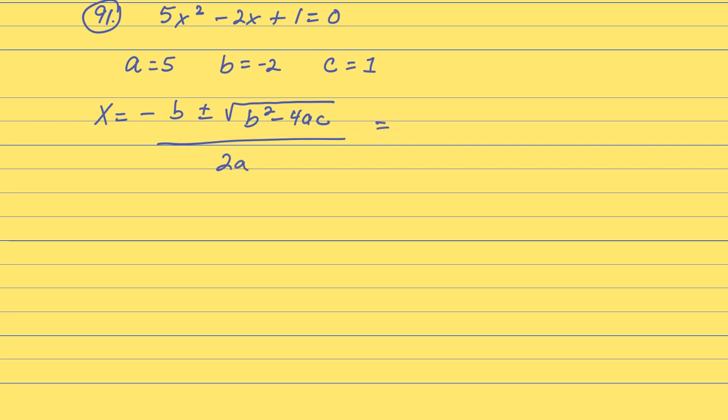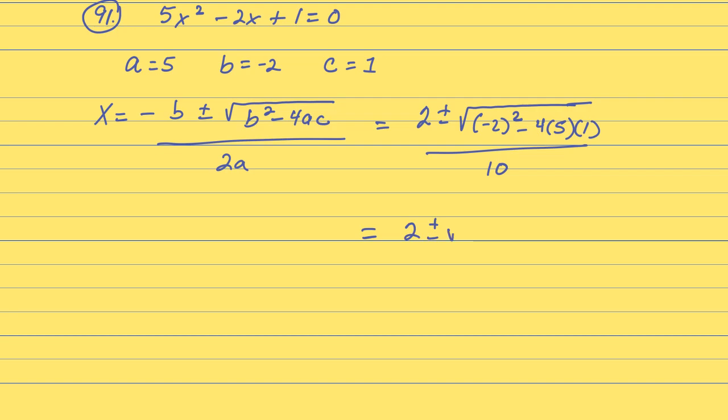So we have negative b, so that's going to be plus 2, plus or minus the square root, and we know that b is negative 2, so I'm going to write negative 2 squared, minus 4 times a, which is 5, times c, which is 1, divided by 2 times a, which in this case is going to be 10, because 2 times 5 gives you 10. So you have 2 plus or minus the square root of negative 2 squared, which is 4, minus 4 times 5, which is 20, over 10.